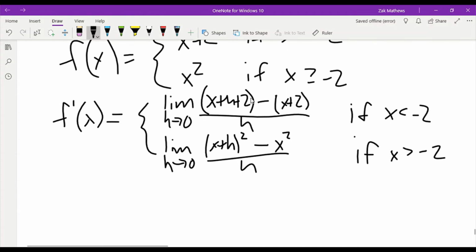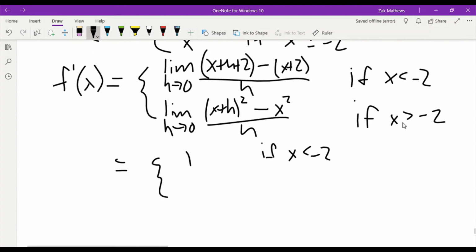If I find this derivative here, we can see the x plus 2's cancel out, the h's cancel out, and all we'd have there is a value of 1. That's, again, if x is less than negative 2, because we could find that derivative everywhere on there. Everywhere in this function the limit exists, if x is less than negative 2.